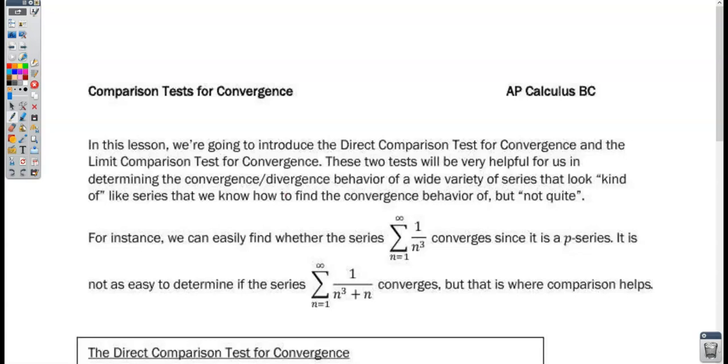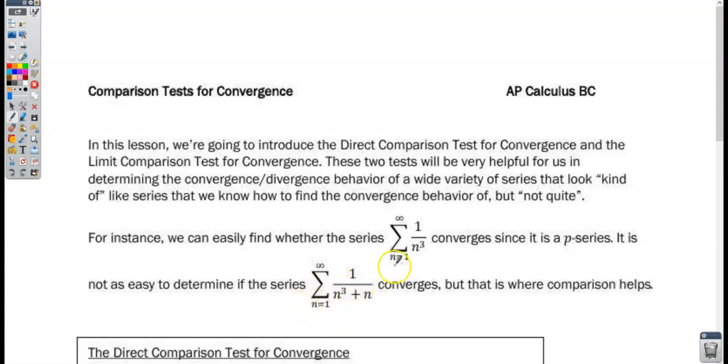In the last lesson we talked about P-series, and there are a lot of series that look very much like P-series. They look like they should be a P-series, but they're just not quite a P-series. Well, we can use these comparison tests to determine whether those close but not quite series converge or diverge by comparing them. For instance, if I'm trying to find whether or not the sum from 1 to infinity of 1 over n cubed plus n converges, I can do that.